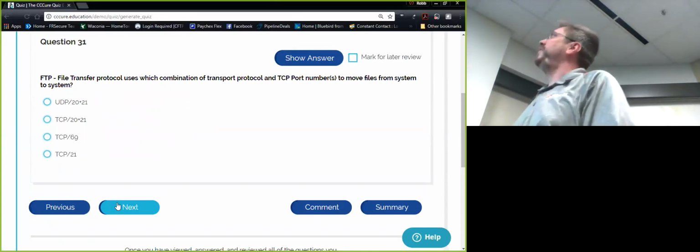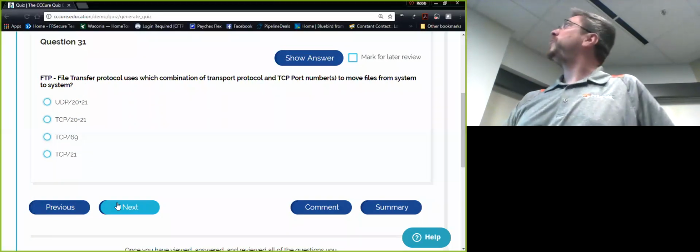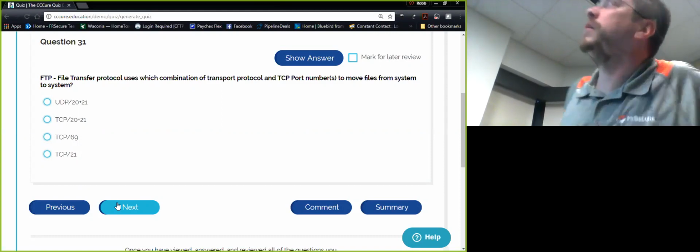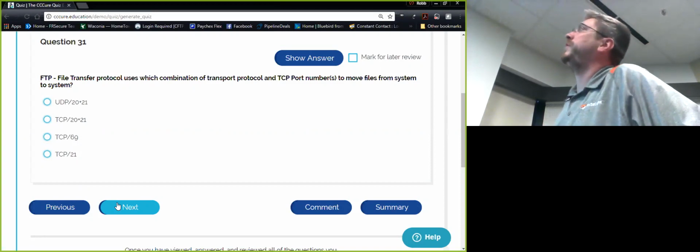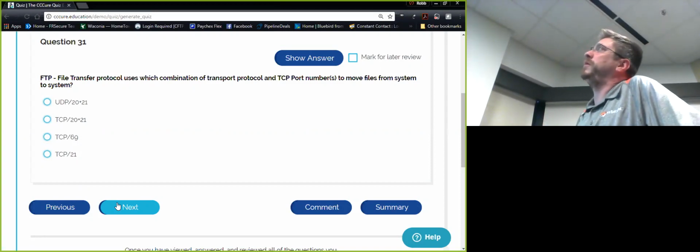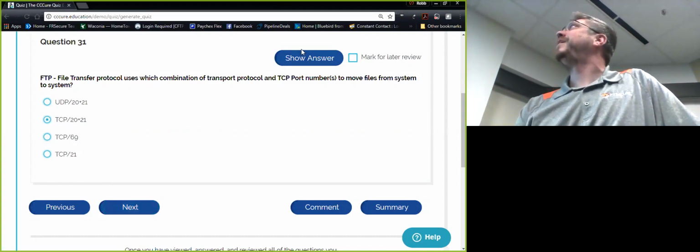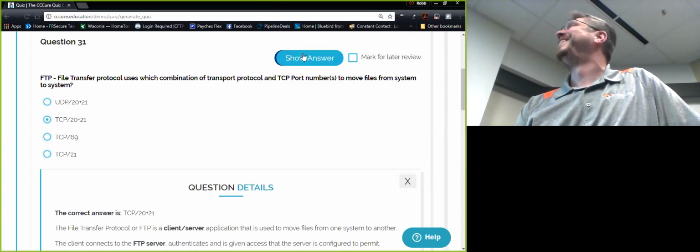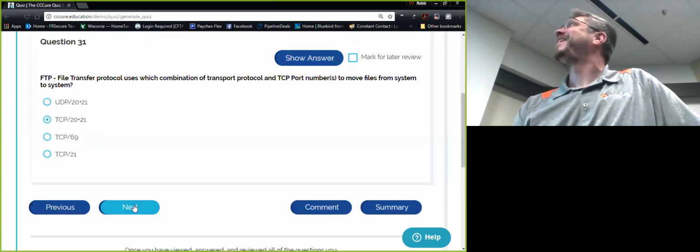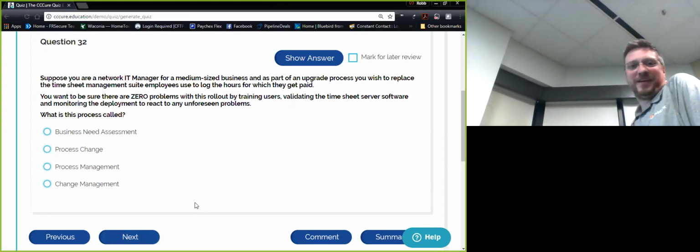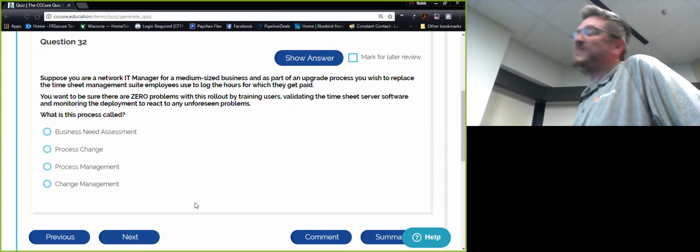All right, FTP uses which combination of transport protocol and TCP port numbers to move files from system to system? UDP 2021, TCP 2021, TCP 69, or TCP 21? What does FTP use? All right. B stands for board. Choose from candidates. A. Apple. There you go.